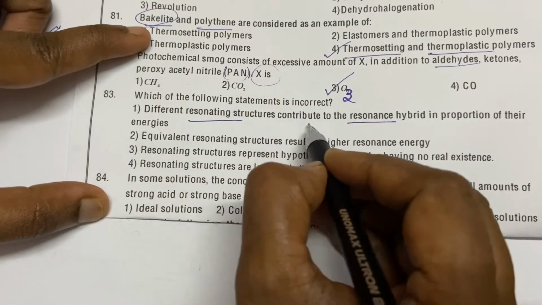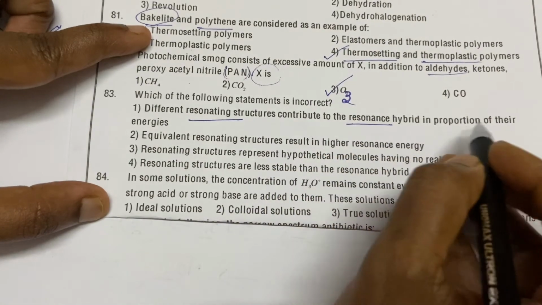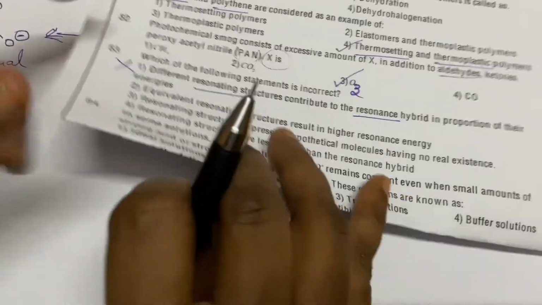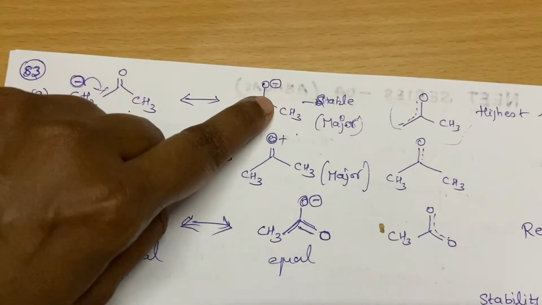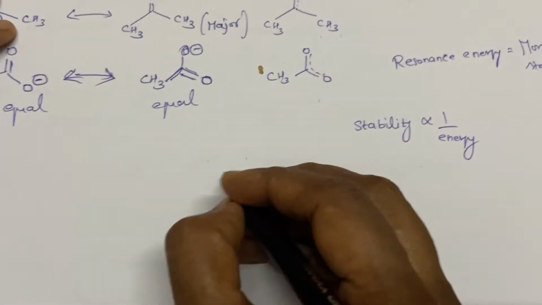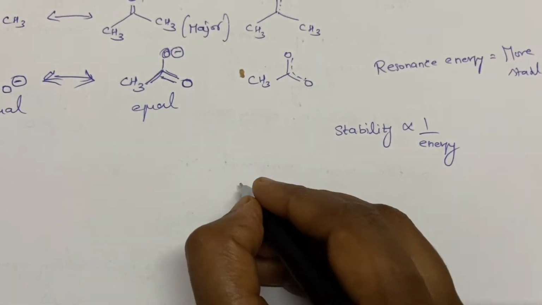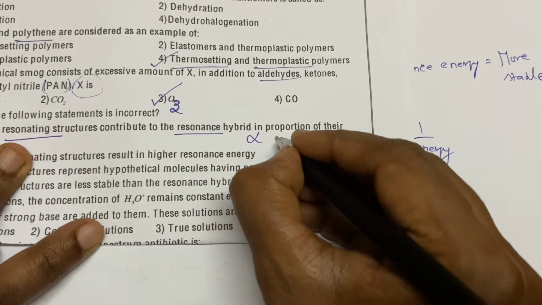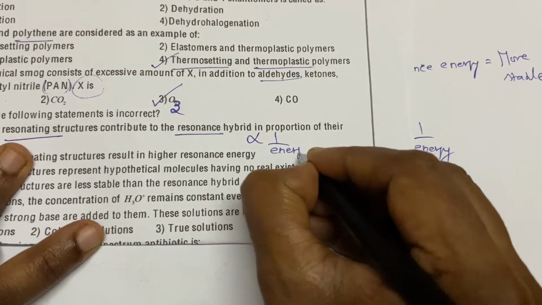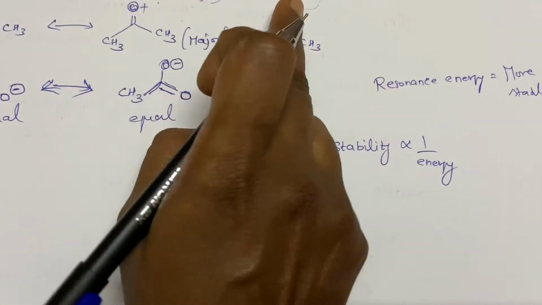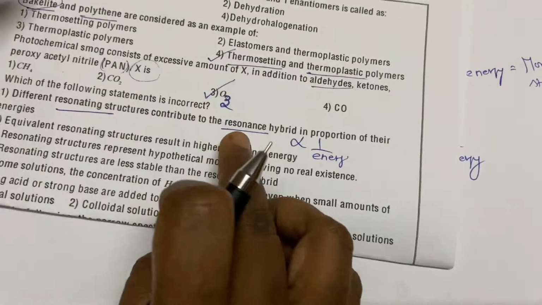Different resonating structures contribute to the resonance hybrid in proportion to their energies. First, this option is wrong, because the different resonating structures contribute to the resonance hybrid inversely proportional to their energy, not directly proportional. It is directly proportional to their stability. The more the stability, the more the contribution. So this statement is wrong.